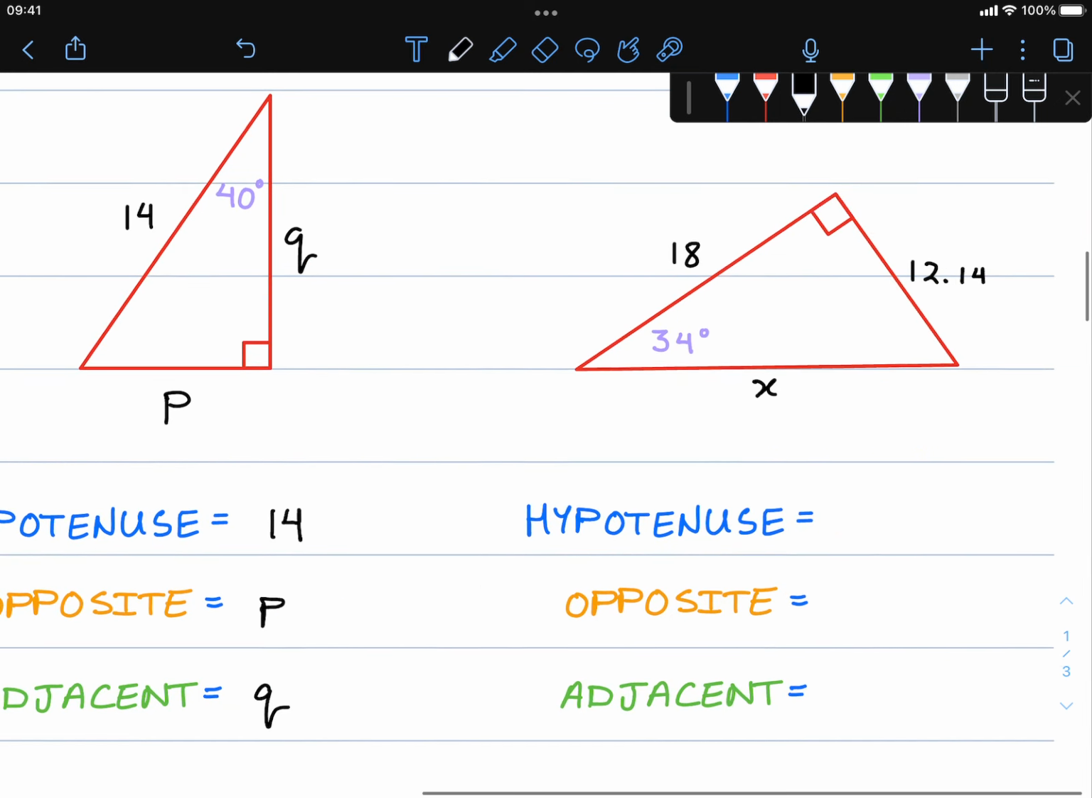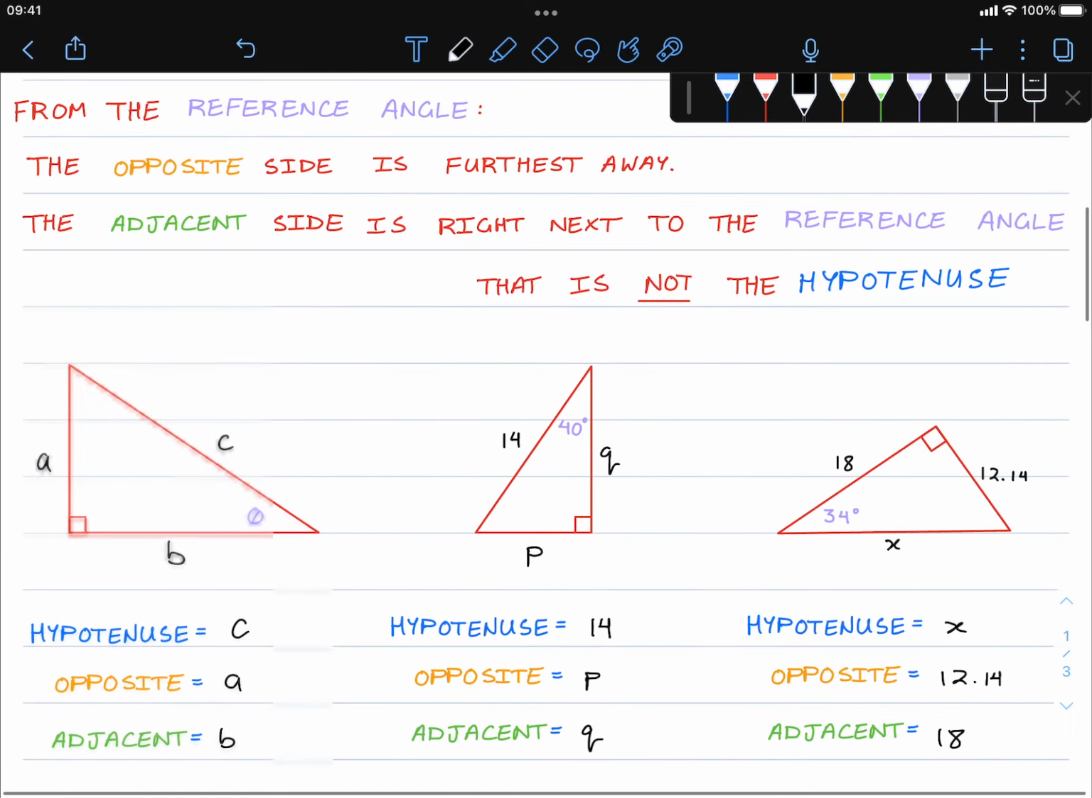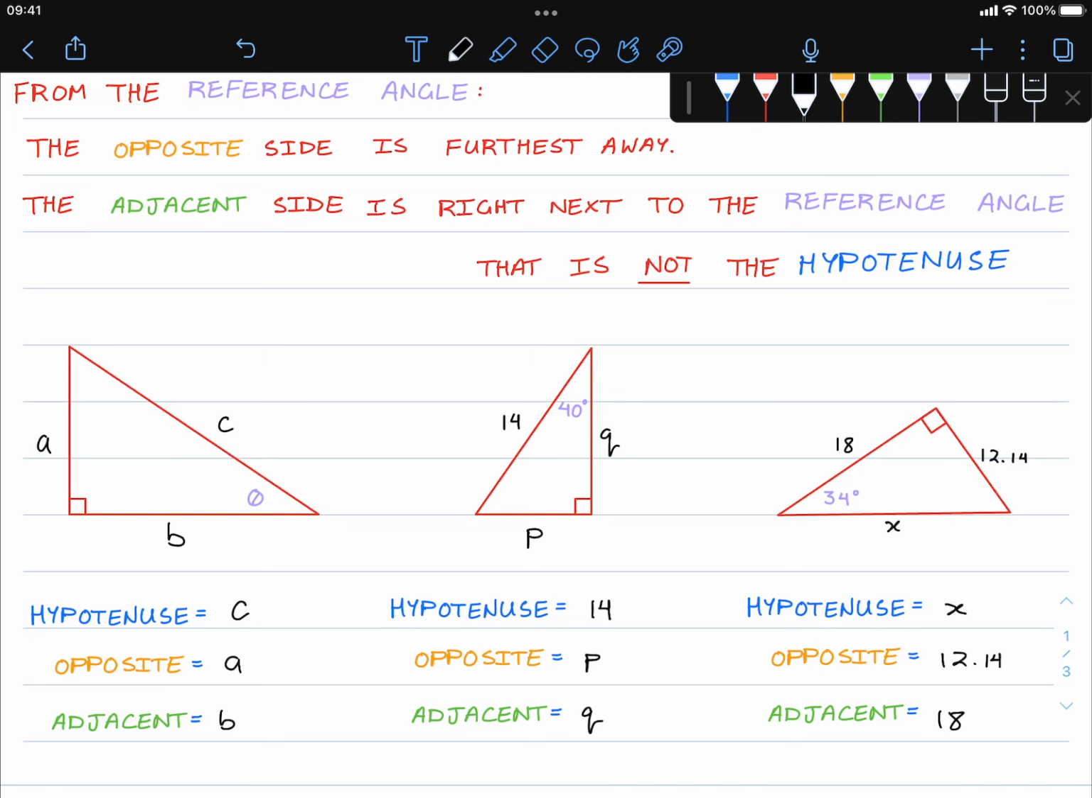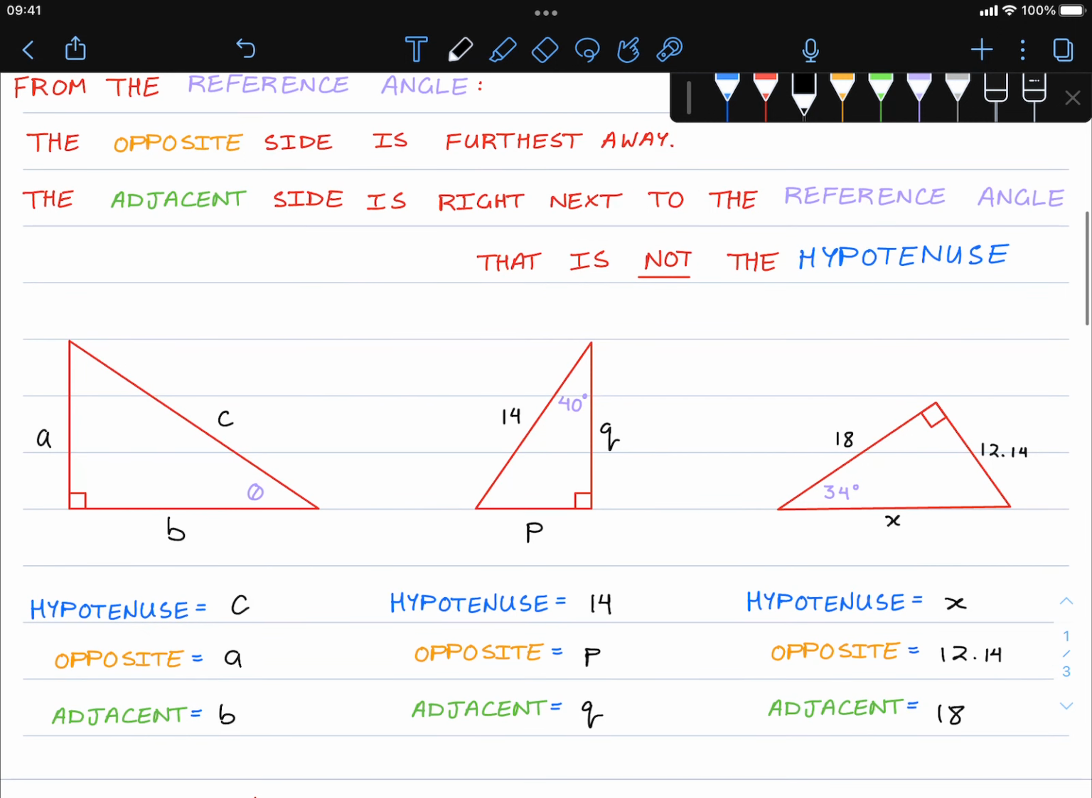And lastly here, once again, the 90 degrees is pointing to the hypotenuse. So in here, the hypotenuse is x. The opposite from the given angle is 12.14. And the adjacent side is the one closest to it, which is 18. Okay, so I hope that got you started and thinking about where the opposite, adjacent, and hypotenuse is in a right angle triangle from a given reference angle.